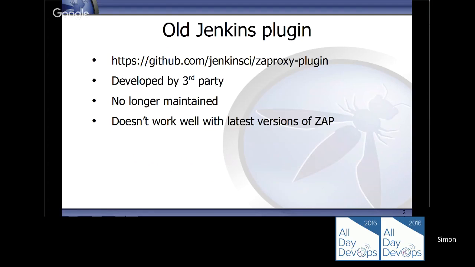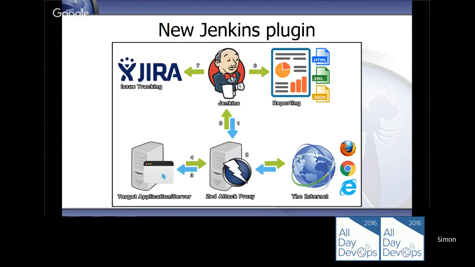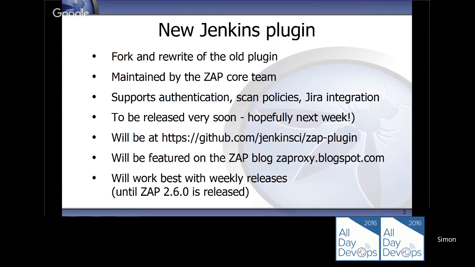There is a Jenkins plugin which is available, and that was developed by a third party, and unfortunately it's no longer maintained and doesn't work particularly well with the latest versions of ZAP. But we have some good news. There is a new Jenkins plugin on the way. We were hoping to get it released by today, but it's not quite ready. There have just been a few problems getting it live, so hopefully it will be available very early next week. This is a fork and rewrite of the old plugin, and it is being developed and maintained by the ZAP core team. We have a new member who is doing that, which is really great news.